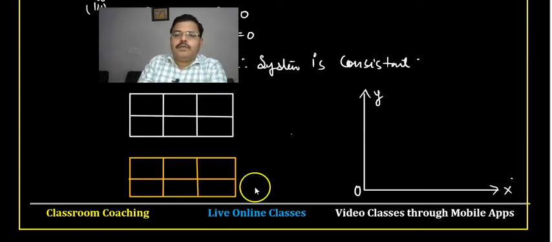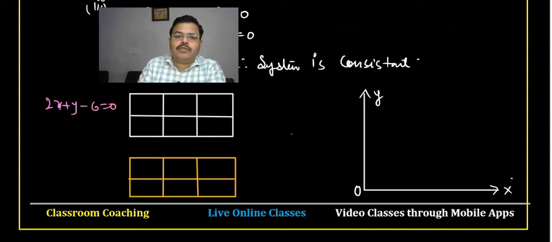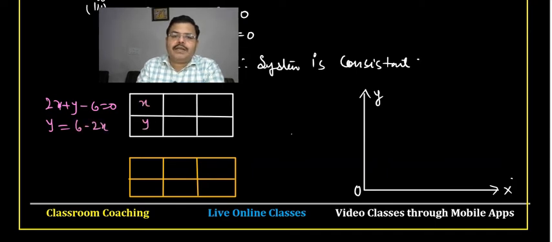These are the tables which I have made. The first equation is 2x plus y minus 6 is equal to 0. So we can write y is equal to 6 minus 2x. If I put x is equal to 0, y is equal to 6. If I put x is equal to 3, y is equal to 0. So the points are (0, 6) and (3, 0).